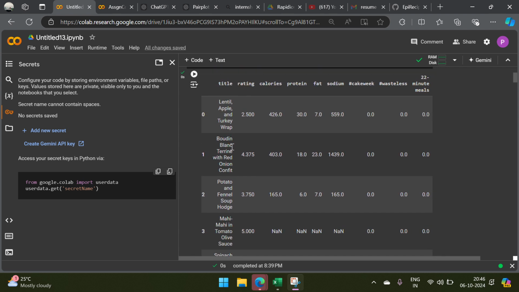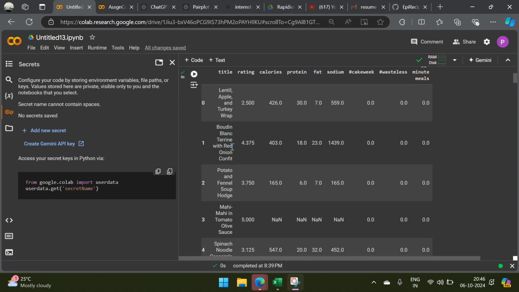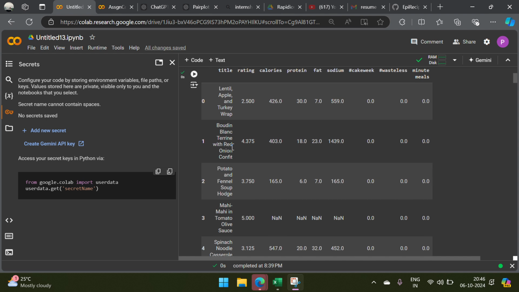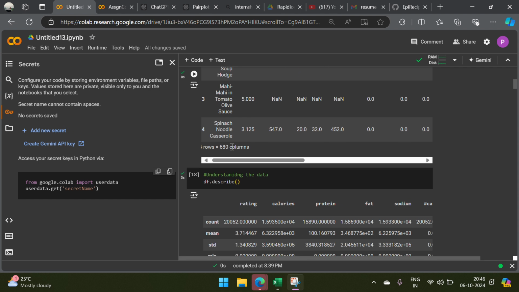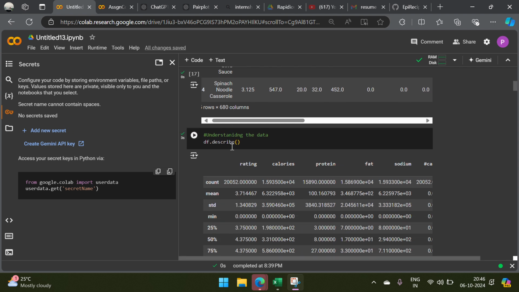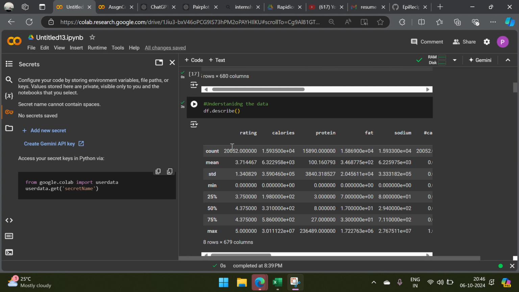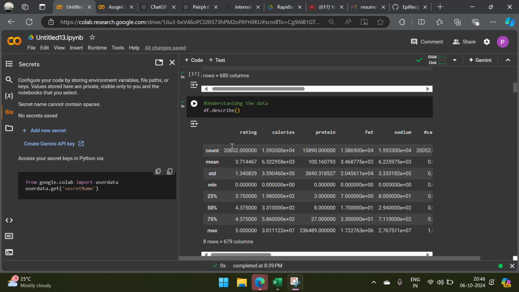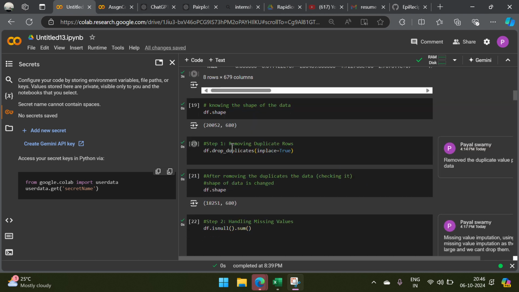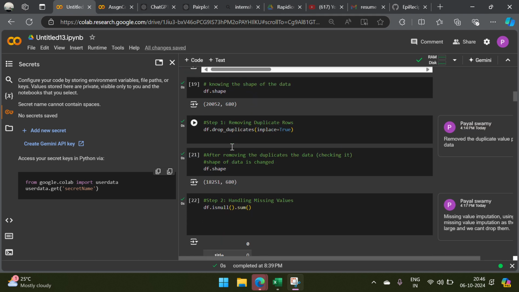So it was actually a few recipes given with ratings, calories, protein, fat, sodium, and other information too, like meals, how much time it will take to form a meal, ingredients, and some festivals in which the particular meal is being prepared. So for understanding the data, I have gone for a better insight using describe and shaping the data.